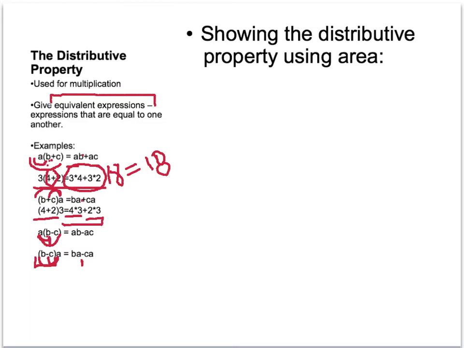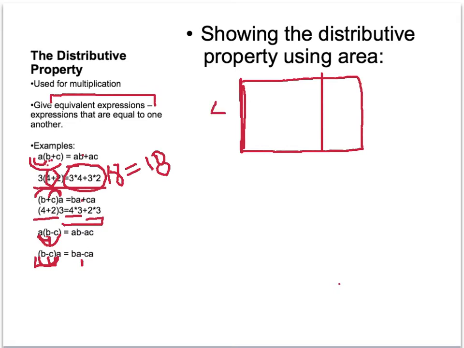Now, one way that is sort of helpful to visualize the distributive property is doing area. So let's say that I've got this rectangle, and my rectangle is broken up into 2 parts. The width of my rectangle, I will say, is 4. And the length from here to here is 5. The length from here to here is 2, okay?